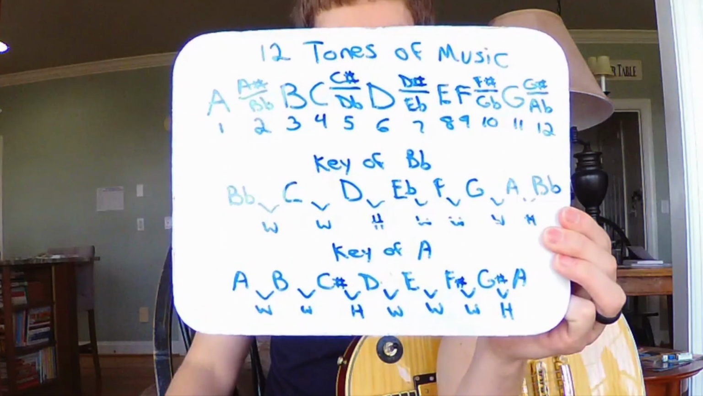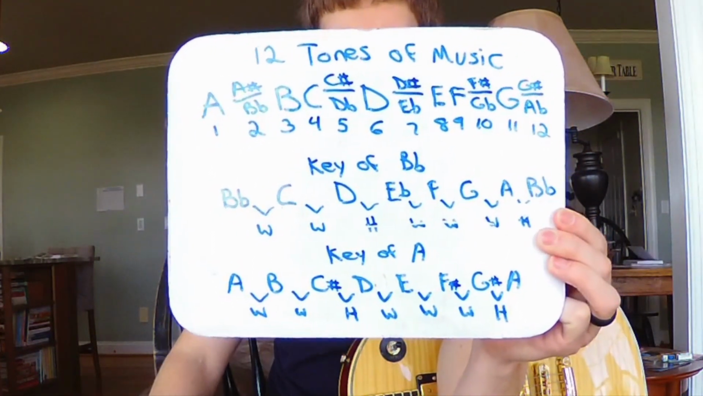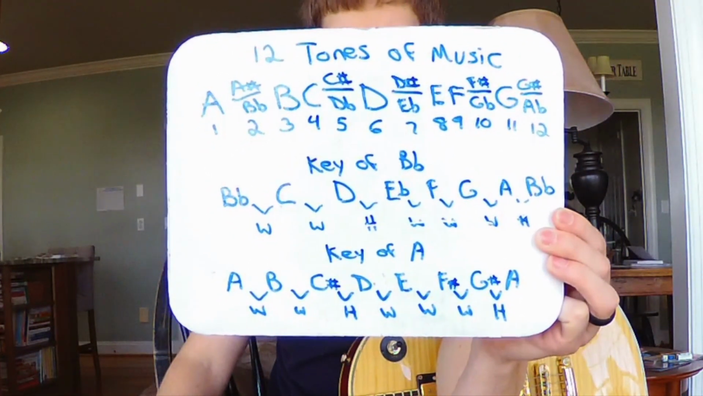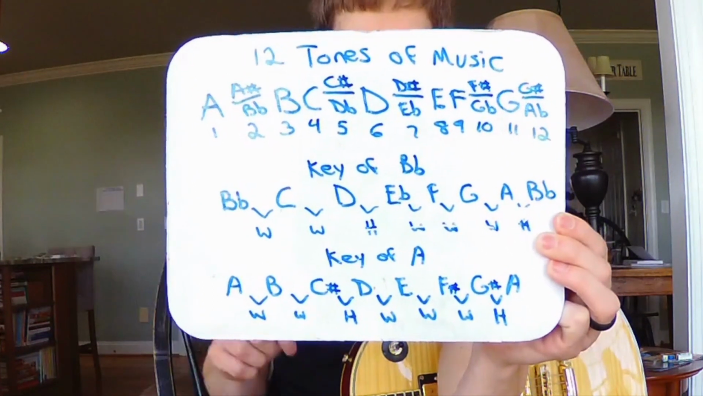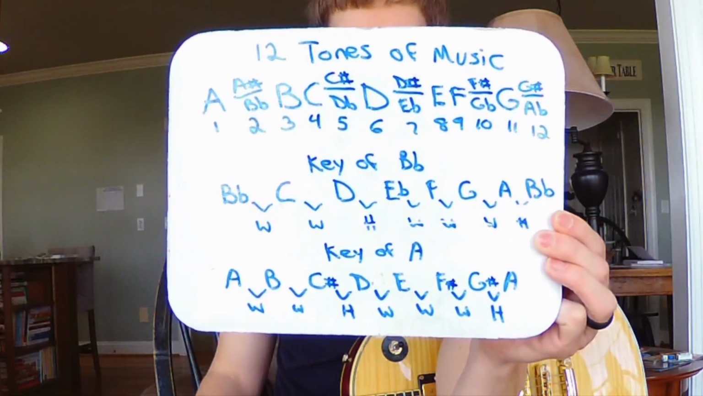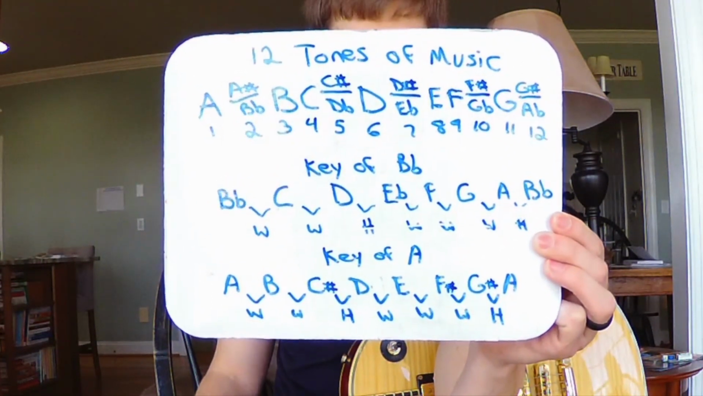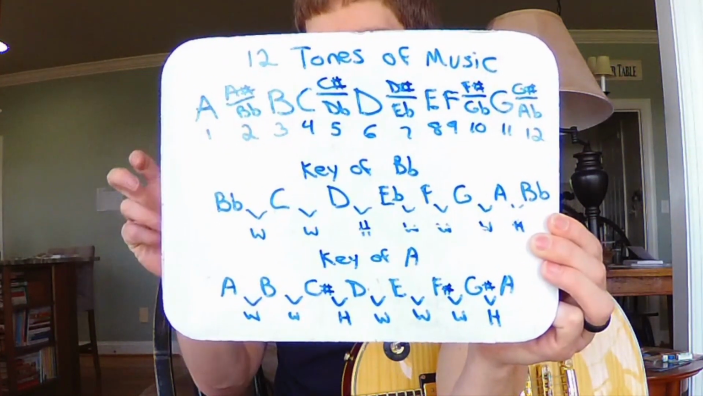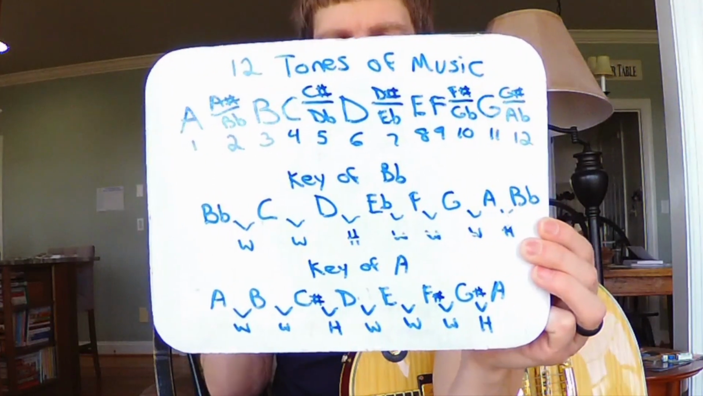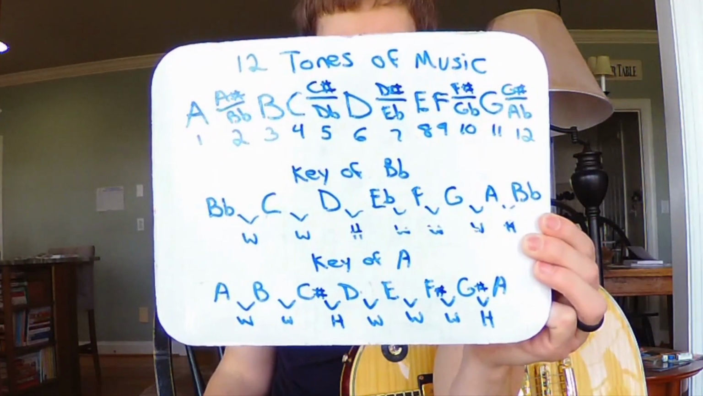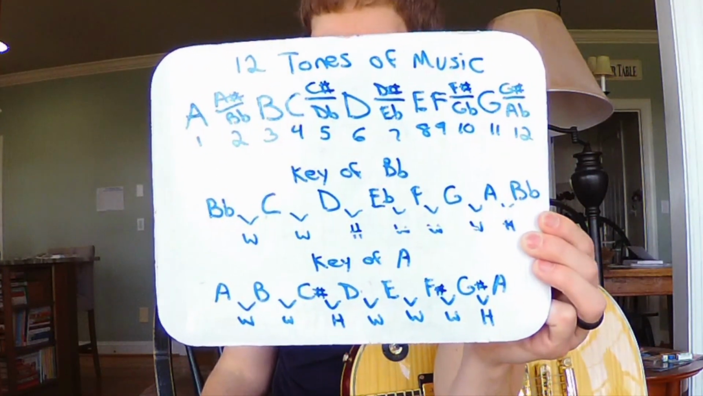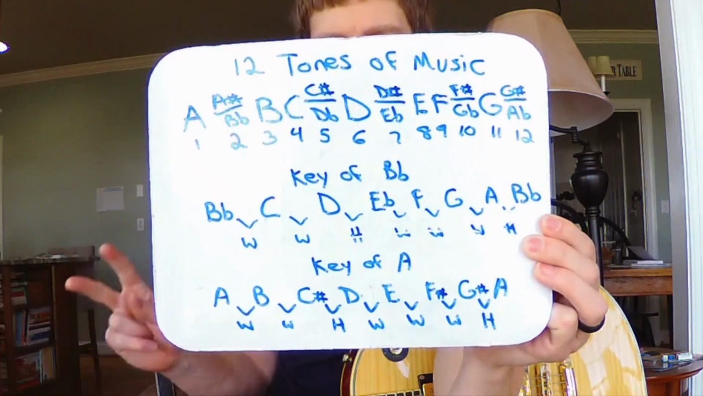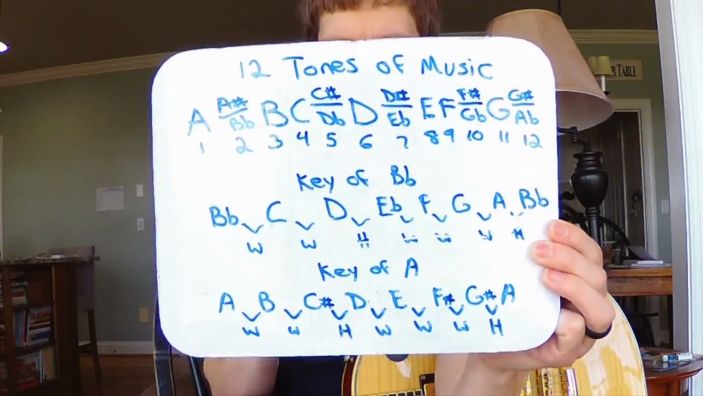We did 2 different keys for our example. We used the key of B flat, which we start with the B flat and then go through the alphabet, C, D, E, F, G, A, back to B flat. And then we put in that formula for finding a major scale, which is whole step, half step, whole step, whole step, whole step, half step. So 2 wholes and a half, 3 wholes and a half.